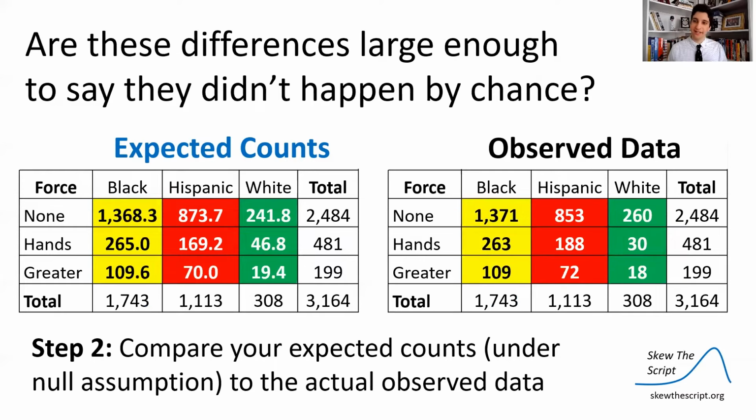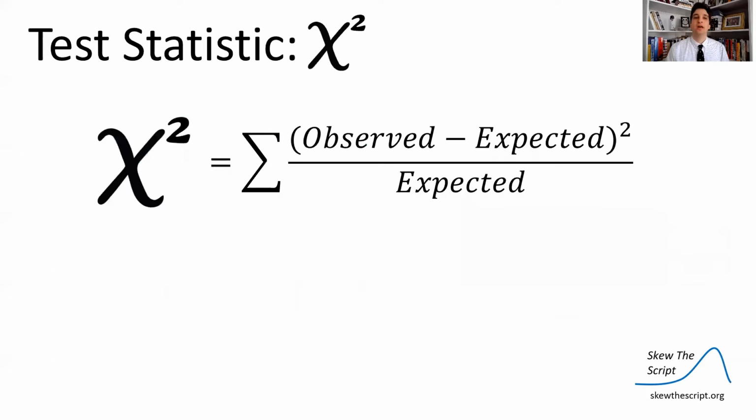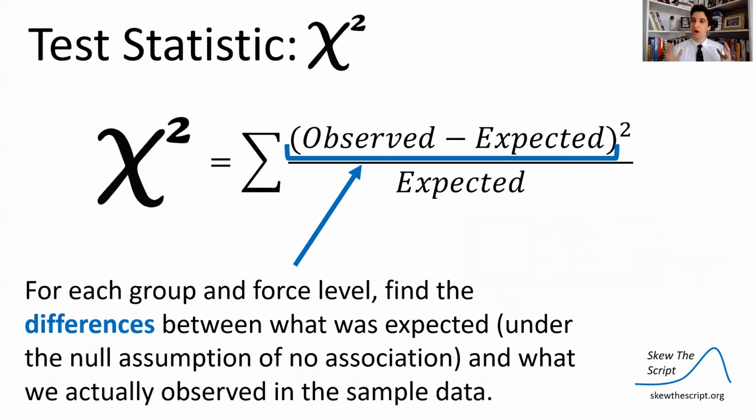So now the question is, statistically, are these differences that we see overall large enough to say that they didn't happen by chance alone? So that's where our chi-squared test statistic comes in. Now recall the chi-square test statistic. This is how it works.